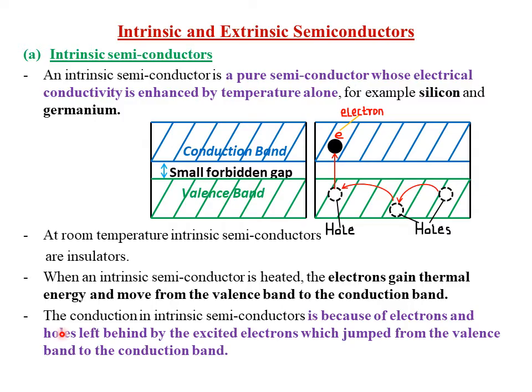Then the second difference between a conductor and a semiconductor is that for a conductor, their conductivity actually decreases with increase in temperature. Whereas for semiconductors, their electrical conductivity increases with increase in temperature, because you can see we are saying that when a semiconductor is heated, and in this case an intrinsic semiconductor, the electrons are going to gain thermal energy or kinetic energy, therefore moving from the valency band to the conduction band, hence improving their electrical conductivity.